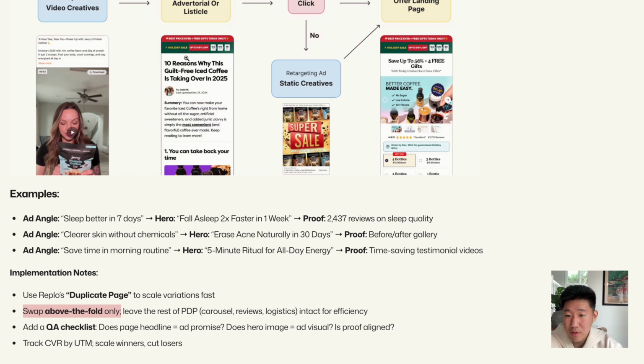Above the fold is just the first screen, the visual that they see when they land on the page. The rest of the page, the rest of the PDP even, can be the same, right? You're only making changes to the headline and the first thing that they see.